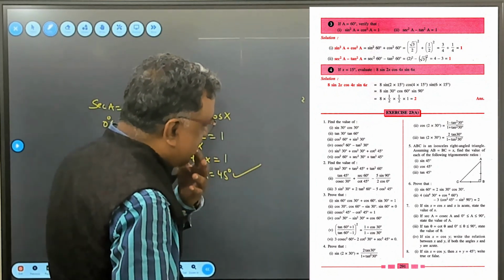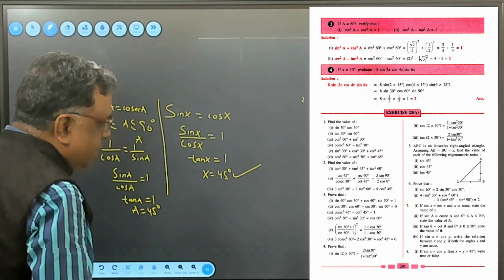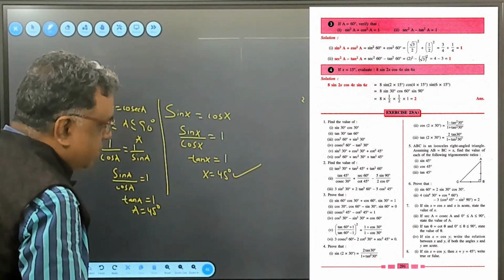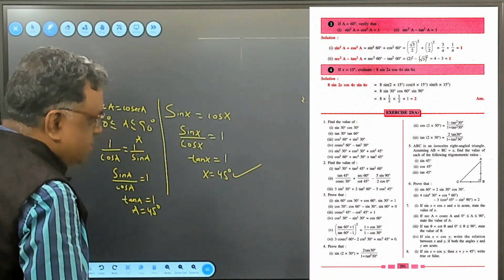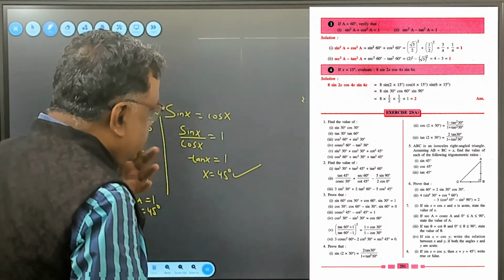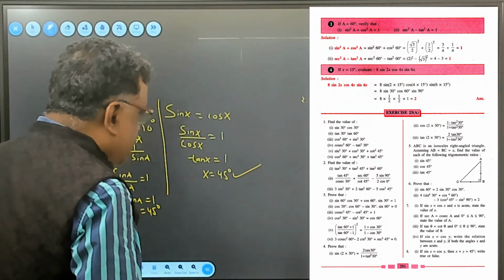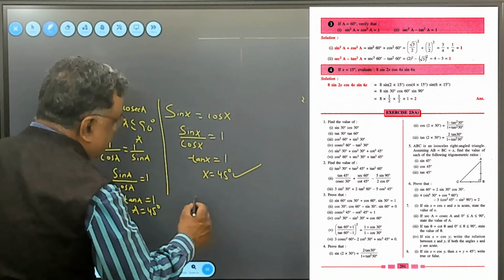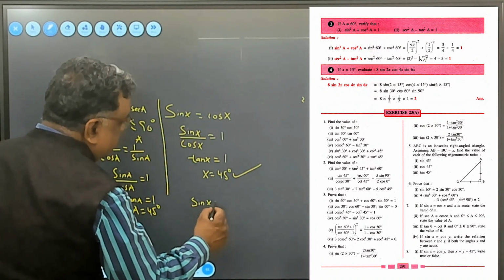Similarly, you can do tan theta upon cot theta. That's also okay. Then sin x equals cos y. Write the relation between x and y. Both the angles x and y are equal. So they have given you sin x is equal to cos y.